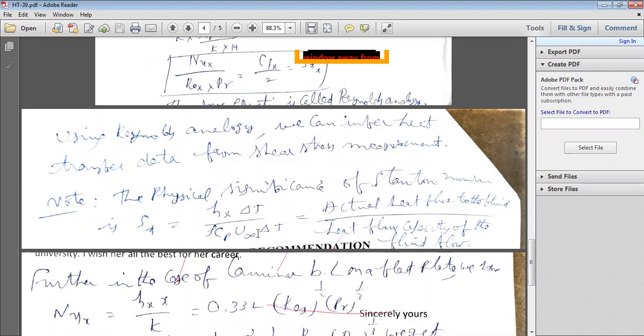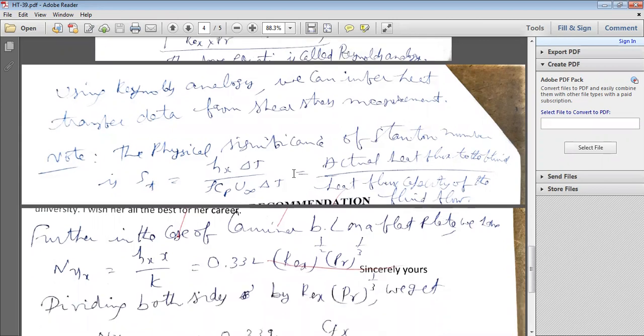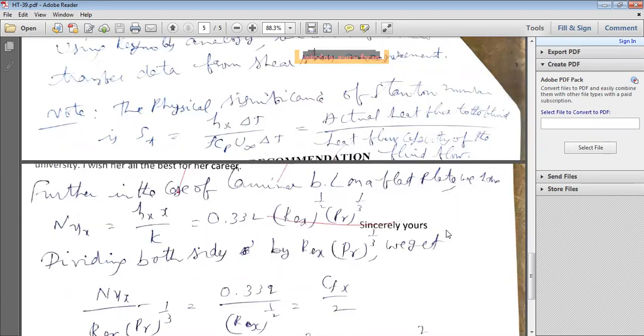U free stream into area 1, velocity into 1, that is volume flow rate, into density, mass flow rate. m C delta T, again heat flux. Heat flux capacity of the fluid flow. That's why the Stanton number is the ratio of the actual heat flux to the fluid, how much actual flux you are giving to the fluid, with that heat flux, how the fluid is moving, the heat flux capacity of the fluid flow. That's the physical significance of the Stanton number: a ratio of actual heat flux to the fluid divided by the heat flux capacity of the fluid flow.